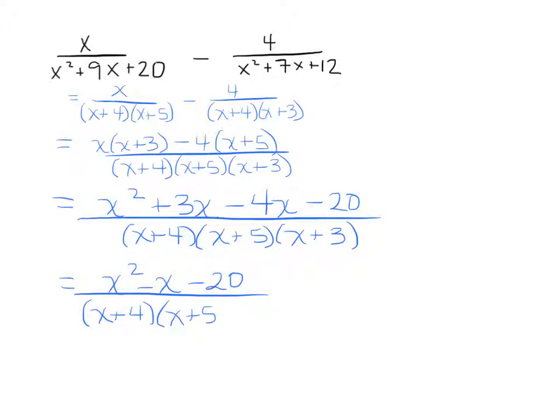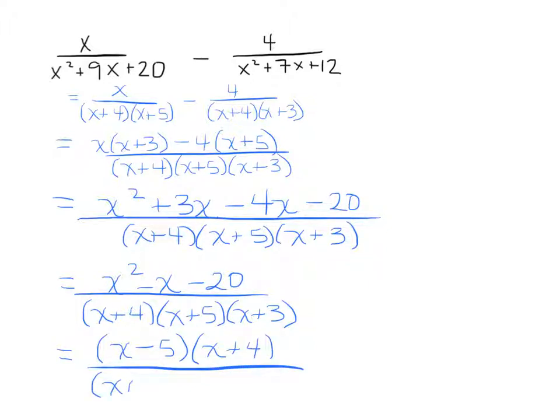Can this be simplified further? Yes, because the numerator can be factored. And the numerator is x minus 5 times x plus 4. And then what? You can cancel out and reduce by x plus 4.